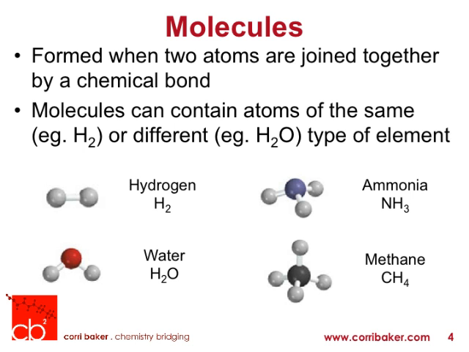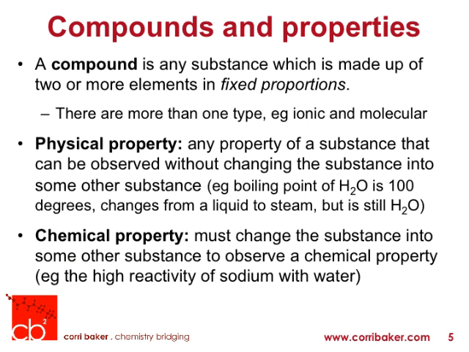So here's some examples that you would have heard of before, such as hydrogen, water, H2O, ammonia, NH3, and methane, CH4. Now these are all joined by covalent bonding, and in a later topic we're going to learn about the difference between covalent bonding, ionic bonding and metallic bonding, but for now just know that molecules are a result of covalent bonding, and again we'll expand on that later on.